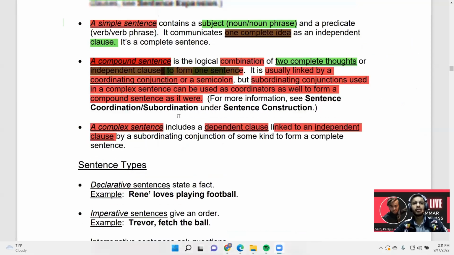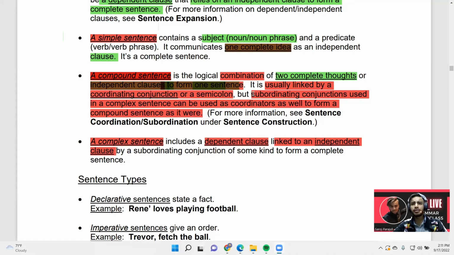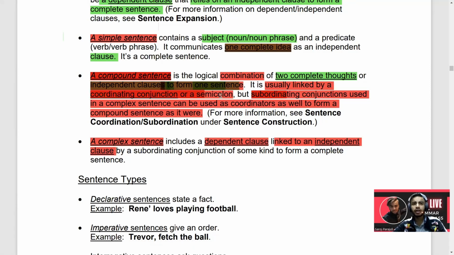Now let's see. We can join them by using a coordinating conjunction or a semicolon. We will understand it later, but just don't forget dependent clause and independent clause. A compound sentence is a combination of two independent clauses, and a complex sentence is a combination of one dependent clause with another independent clause, to form a complete sentence.